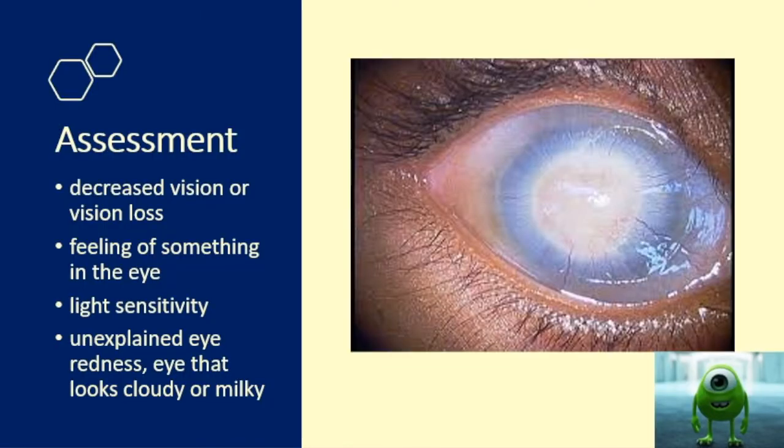Assessment. And your right is actually a severe form already of opacity. So there's decreased vision, vision loss, a feeling of something in the eye initially, then there will be light sensitivity, unexplained eye redness, and an eye that looks cloudy or milky.